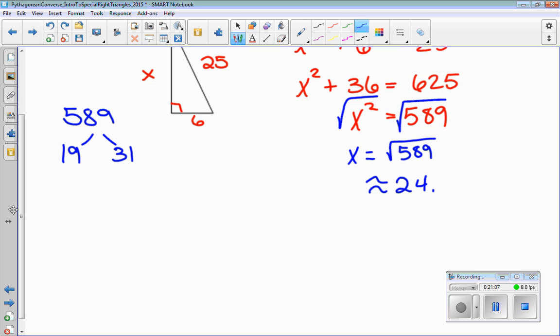Okay, let's be a little bit more exact. I'm going to put it exactly in my calculator because it's important not to round at this point. So the square root of 589. You got this. I agree.